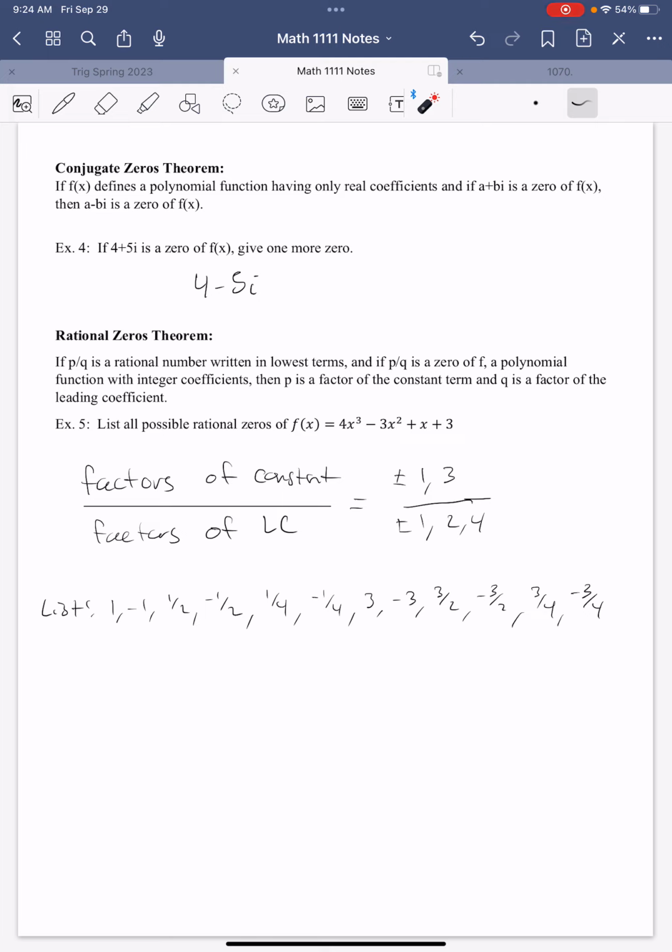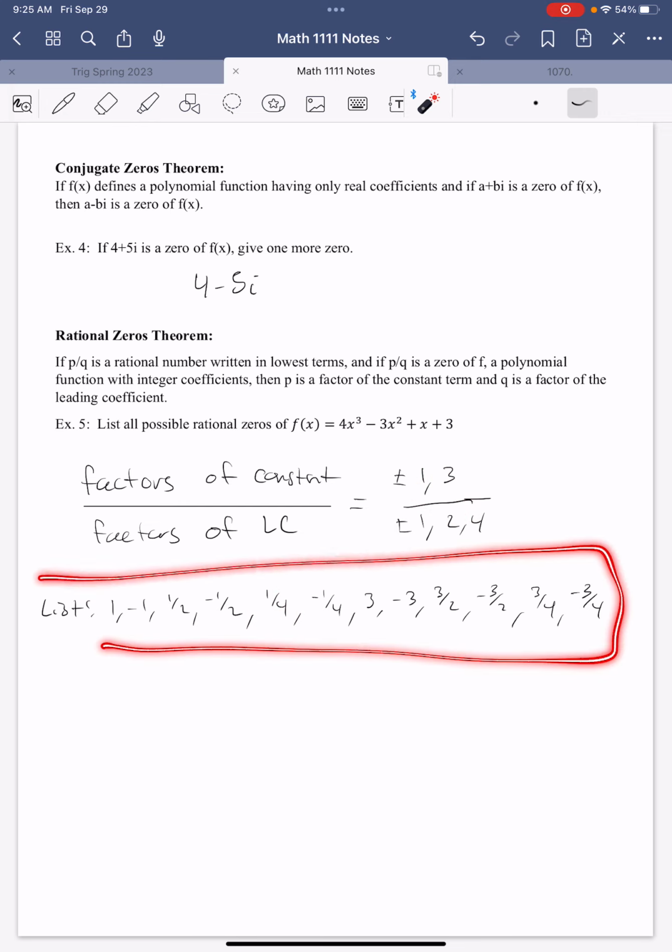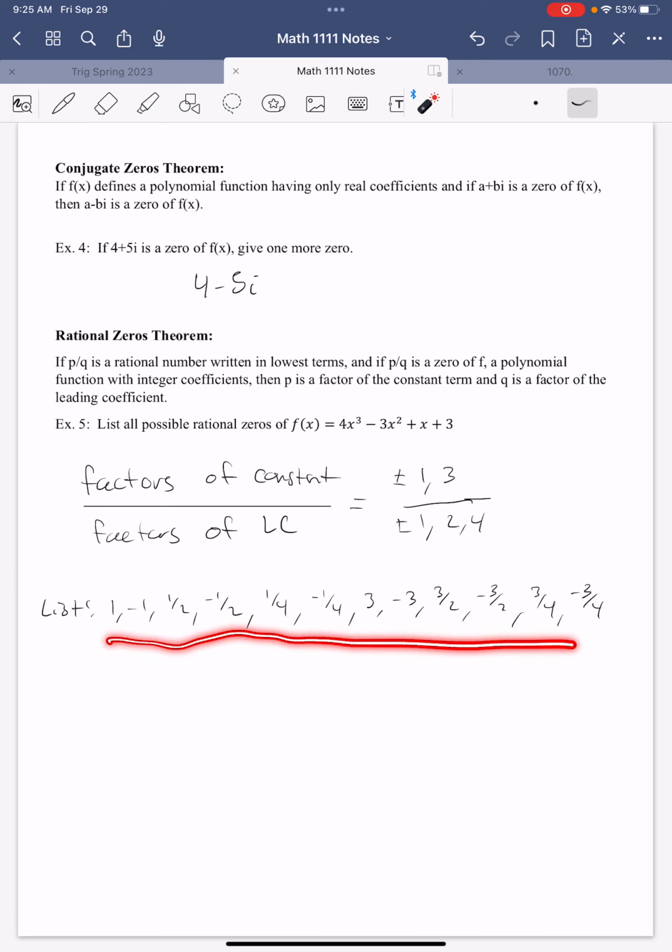The rational zeros theorem says any rational number roots of this polynomial come from factors of the constant divided by factors of the leading coefficient. So all we have to do is list out the factors of the constant, which would be plus or minus 1 and 3, the factors of the leading coefficient, which are plus or minus 1, 2, and 4, and then write all combinations. So 1 over 1, and then negative 1. 1/2, negative 1/2. 1/4, negative 1/4, and so on and so forth until you get the entire list. And so this is all possible rational number zeros of this function.